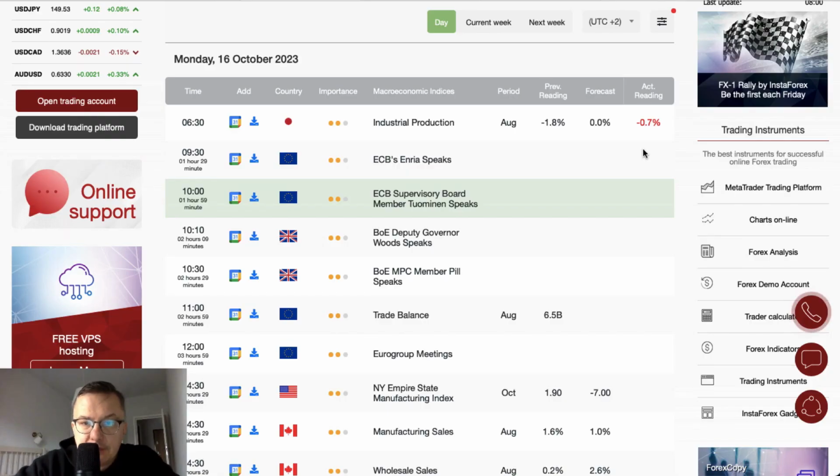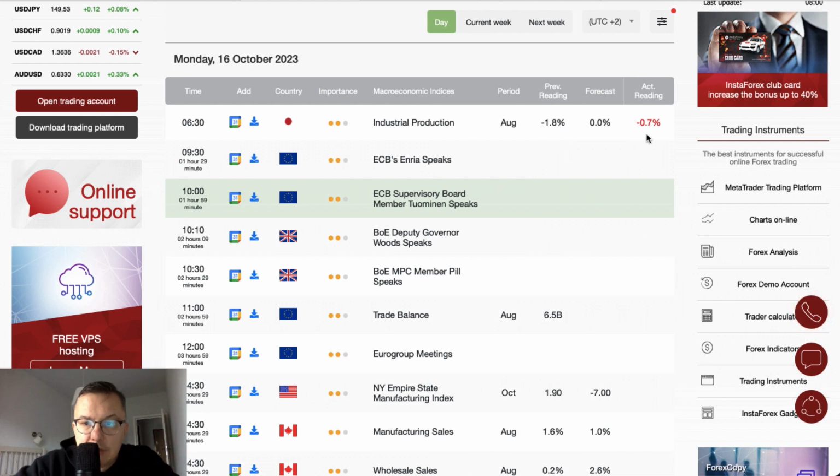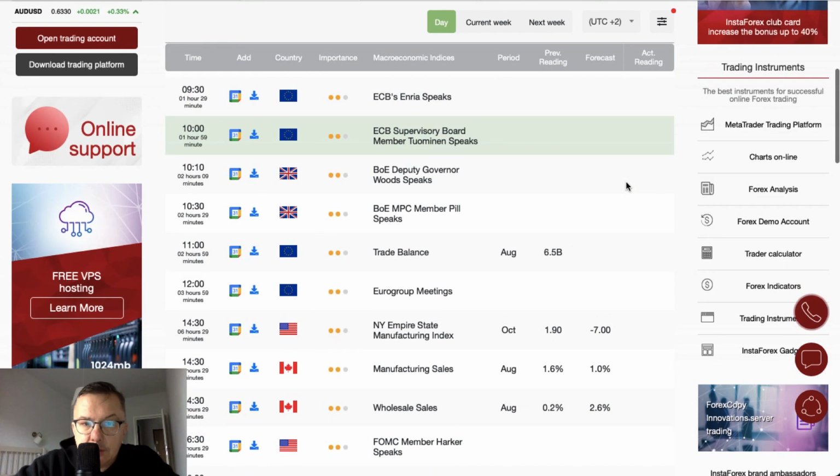Industrial production data from Japan had been released overnight, and it looks like the industrial production in Japan deteriorates from minus 1.8 to minus 0.7%. During the whole day, there's plenty of messages, information, and data releases from the Eurozone.